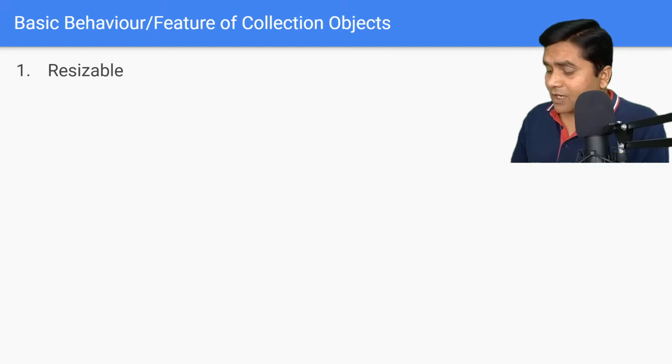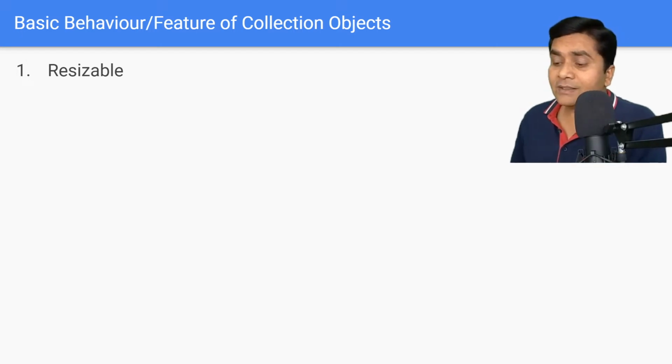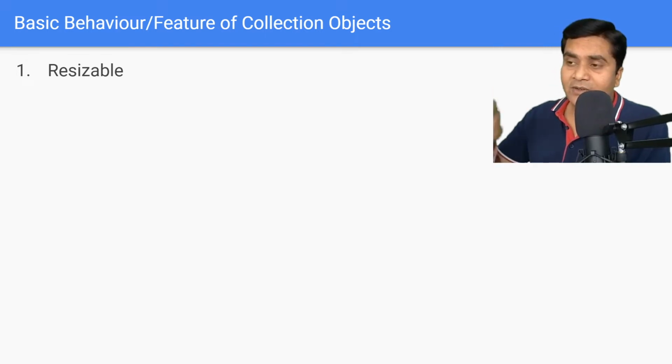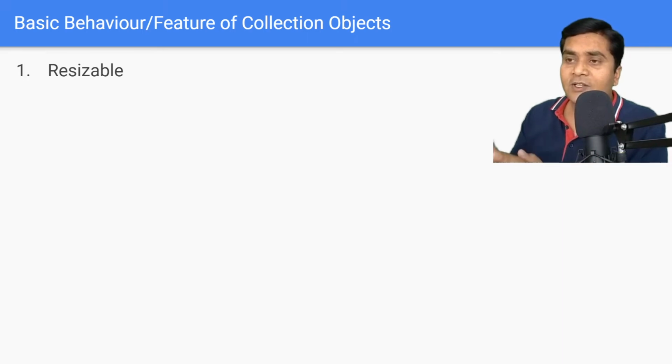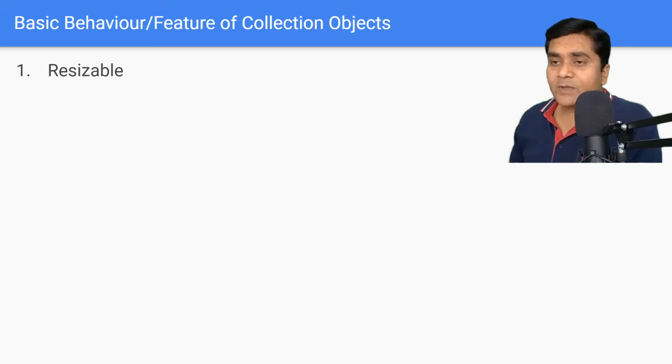Now I'm going to talk about some common features associated with these collection objects. The very first one is resizable. All the collection objects are resizable. Resizability means that, unlike an array where the size is fixed, suppose you have given the size 5 to the array, you cannot store 6 elements. You can store a maximum of 5 elements. Here it is not the case. It is resizable, meaning when you add a new element in the collection, the size will grow, and when you delete objects, the size will shrink. So this is how resizability works. It's a very important feature.